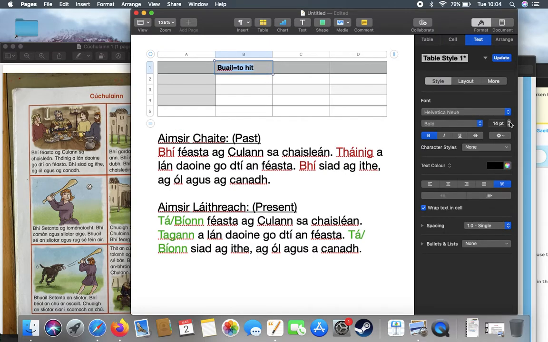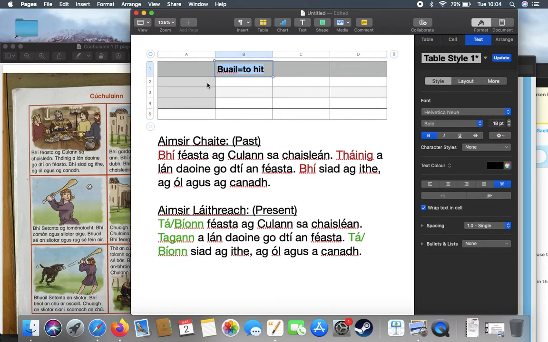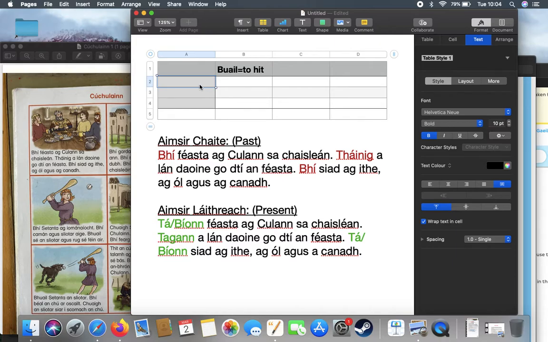Can I increase the size of the writing? Right, bhuail is to hit, and in the present tense, so this was it in the past. It was bhuail mé, tú, sé, sí, same spelling for all of these.